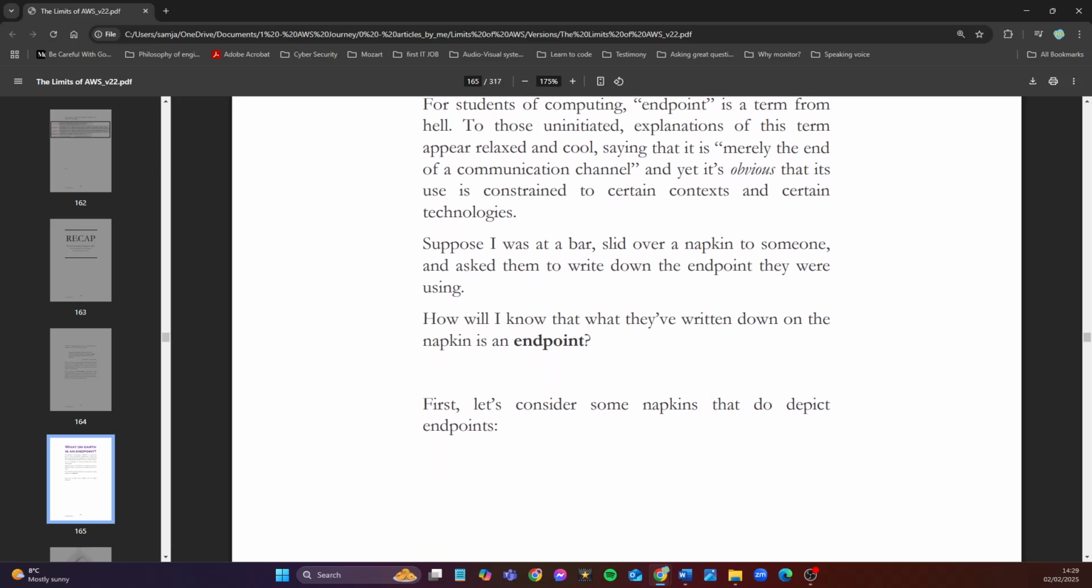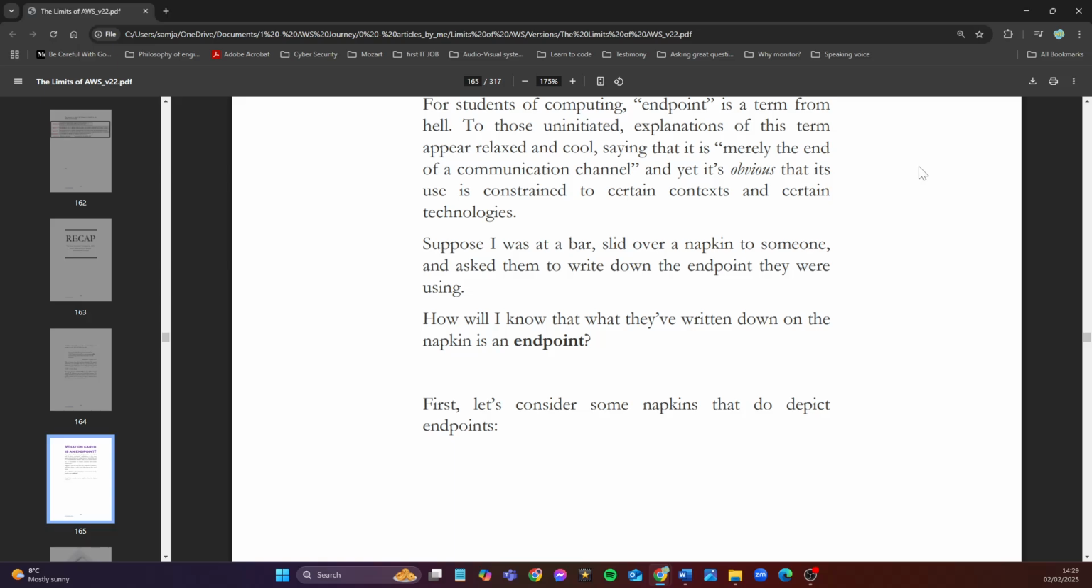A trivial answer. Suppose I was at a bar, slid over a napkin to someone and asked them to write down the endpoint they were using. How will I know what they've written down is an endpoint? I'm talking about tangible things we can point to. This is just a basic question. I'm not talking about anything complicated here. What do they slide over on the napkin such that I can say, thank you, you have written down an endpoint? Or, no, I need you to write down an endpoint. What do they draw?